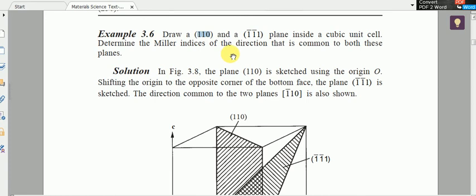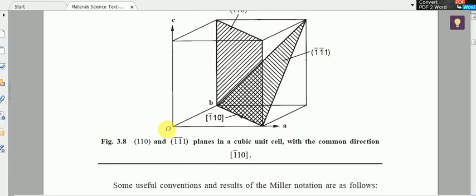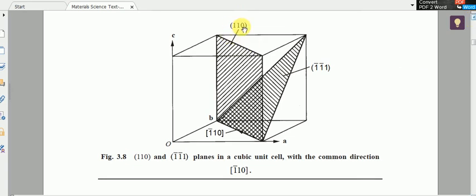1 by 1 is 1. 1 by 1 is again 1. 1 by 0 is infinity. So 1, 1, infinity. That means for the x-axis or a-axis it is 1. For the b-axis it is 1. And for the z-axis it is infinity. That means it is not touching the c-axis. So you can see that this is the 1, 1, 0 plane.